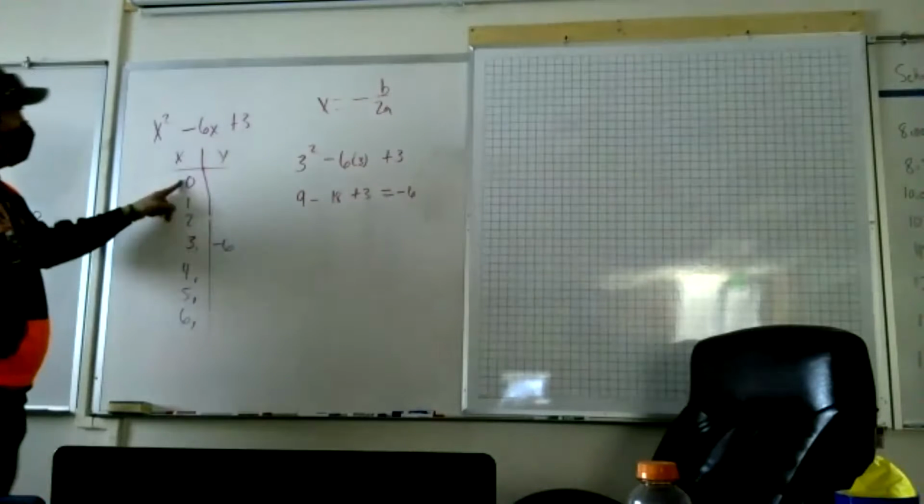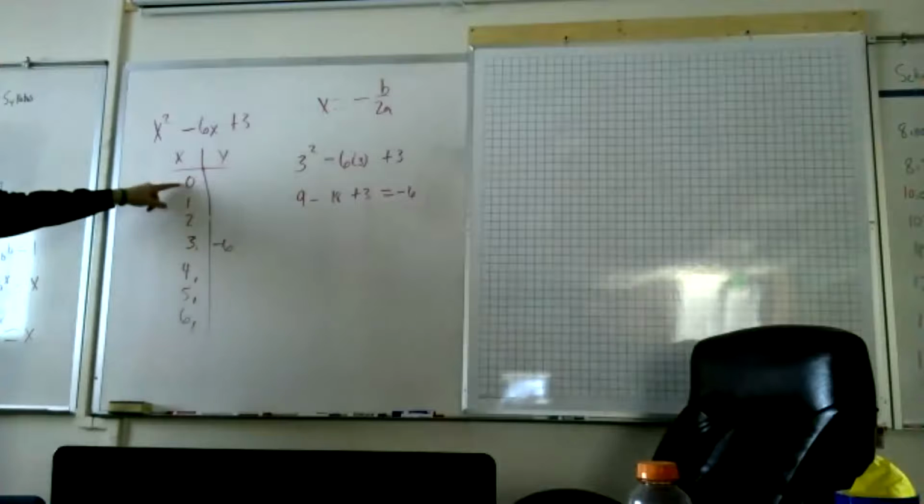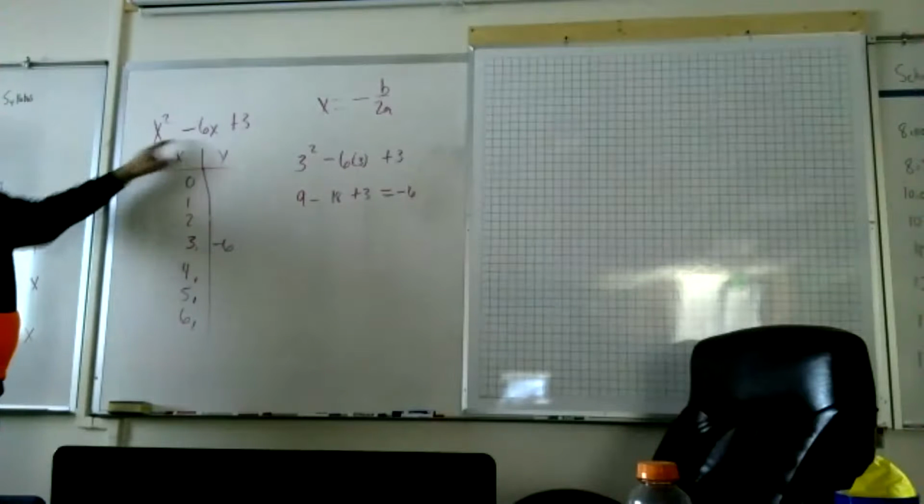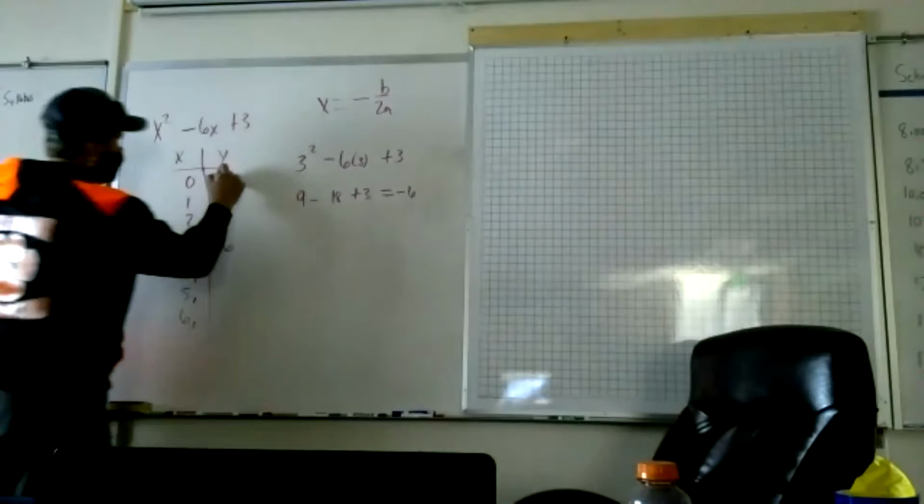Easy point to find is the y-intercept. So when I plug in 0 into this equation, I'm left with the constant, so 0, 3.